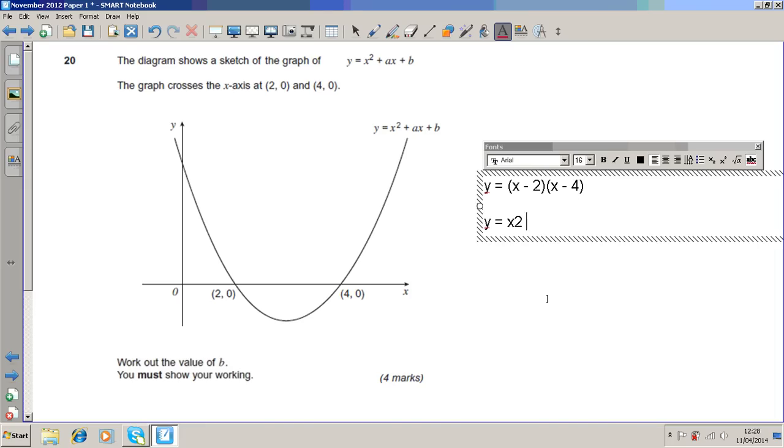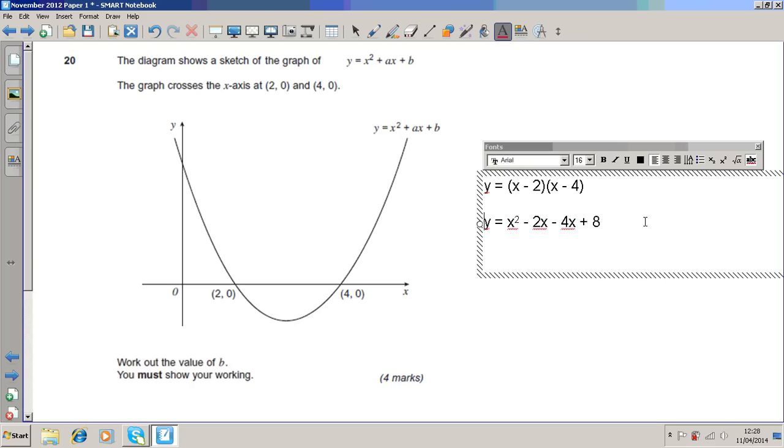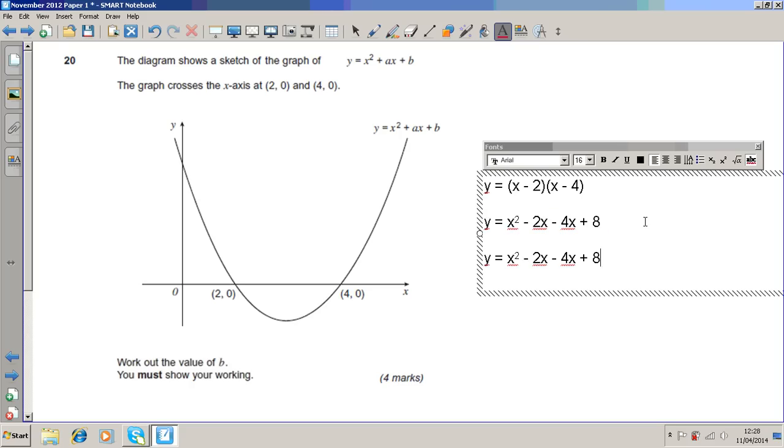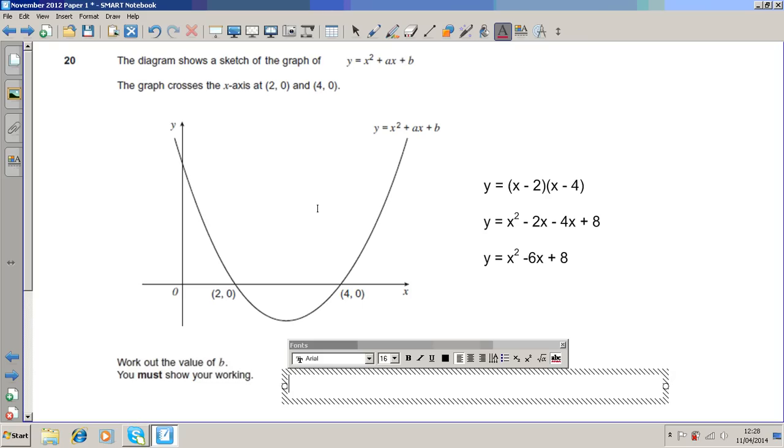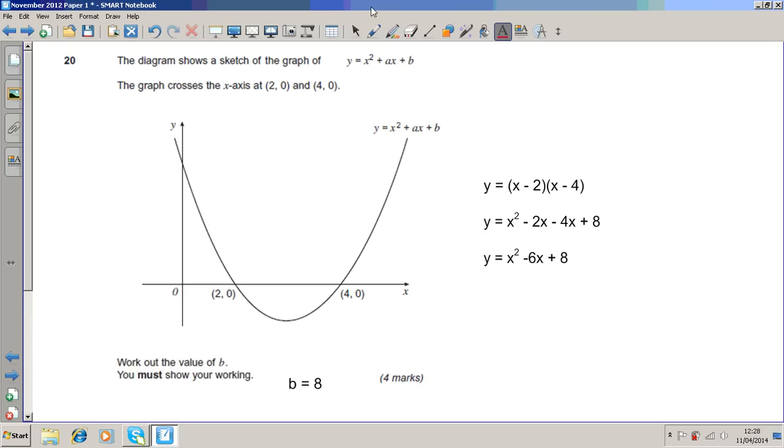Now I'm going to expand that, so I've got x squared minus 2x minus 4x plus 8. So x squared minus 2x minus 4x, and then minus 2 times minus 4 is plus 8. And if I then combine them together, minus 2x minus 4x gives me minus 6x. Although actually we don't really need to worry about that anymore, because it wants the value of b, and b is the bit that's stuck on the end there. So b equals 8 is the bit we're after. Jobs are good.